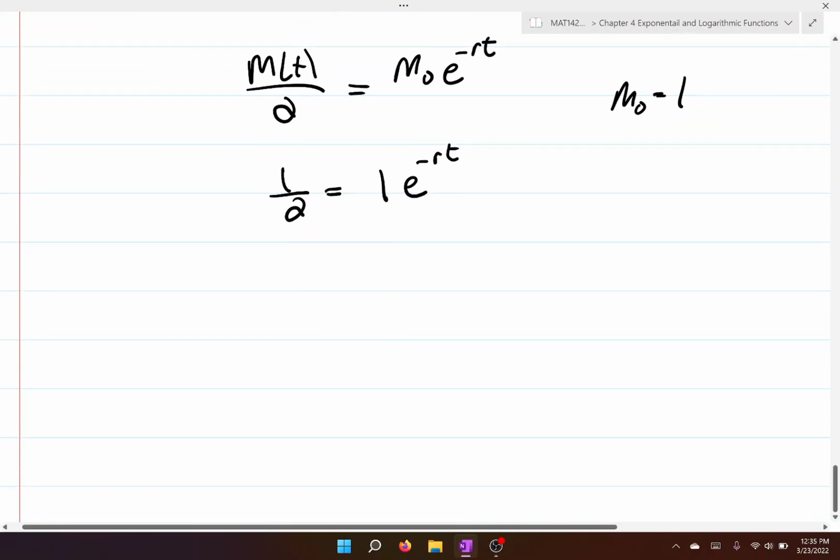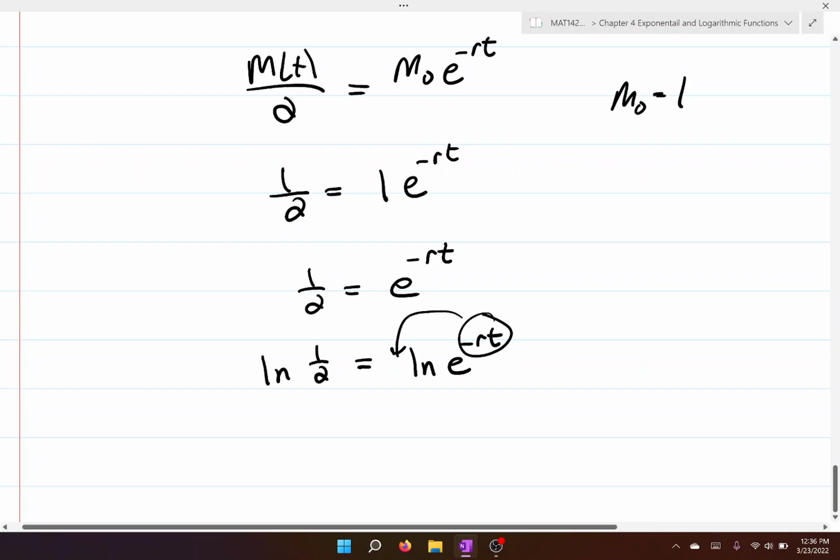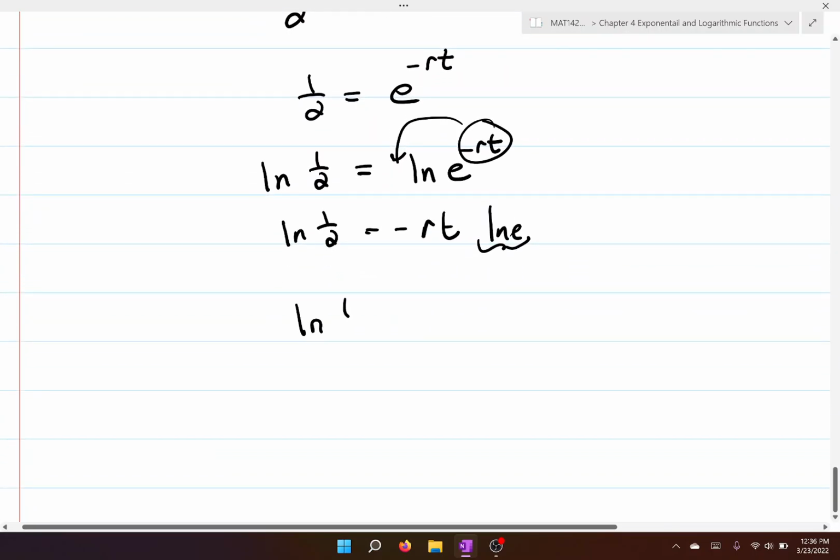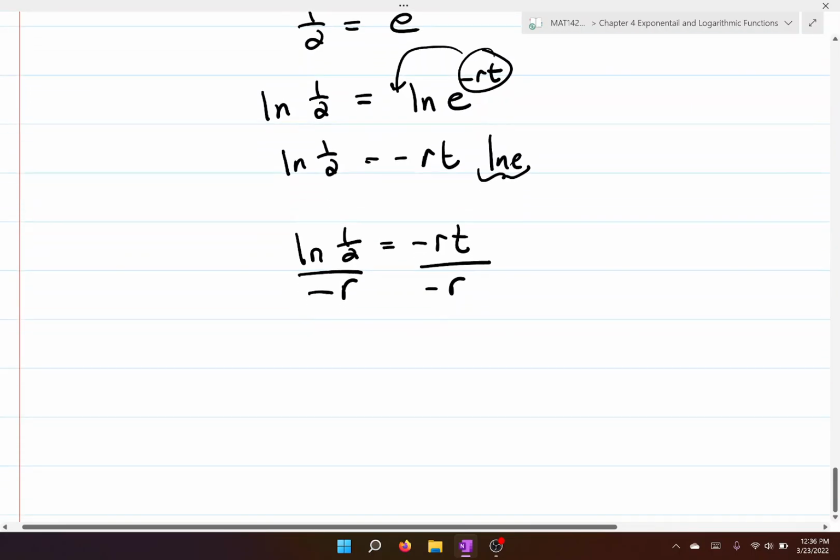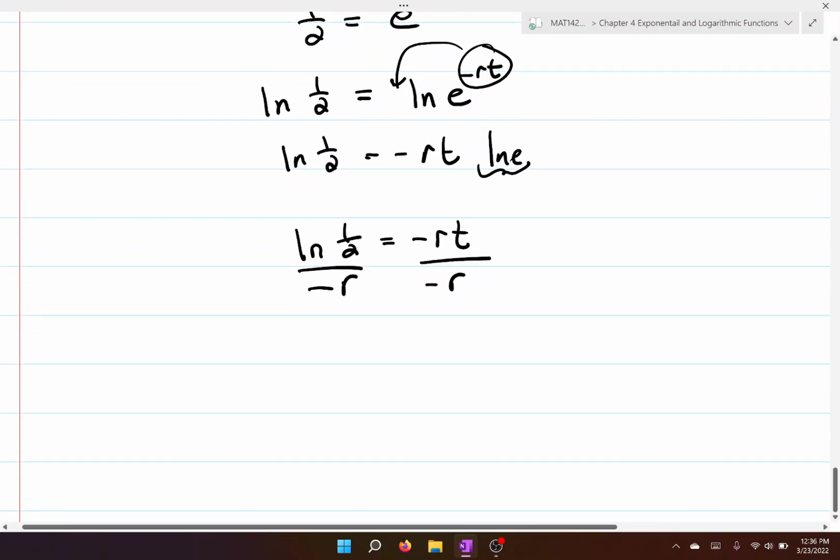All right. Now just to clean this up, it's going to be 1/2 equals e to the negative rt. Then we're going to go ahead and take the ln of both sides. By doing that, I can take this exponent and pull it out front. We know by definition the natural log of e is going to equal 1. So you get the natural log of 1/2 equals negative rt. And then if we divide both sides by negative r, we're going to get negative ln of 1/2 over r equals t.